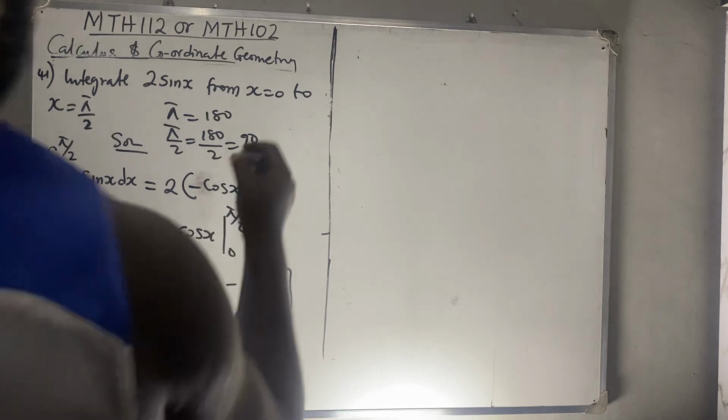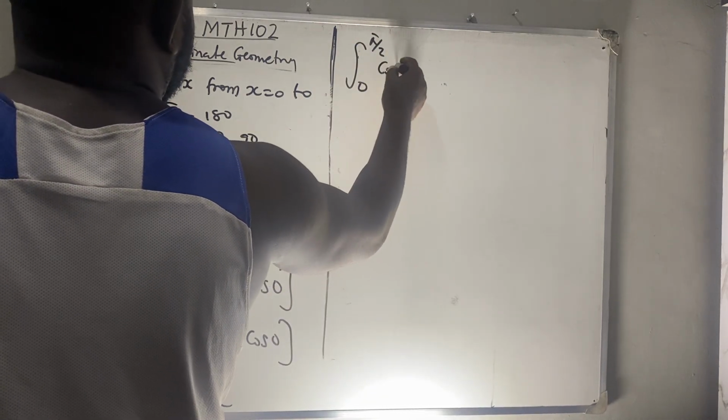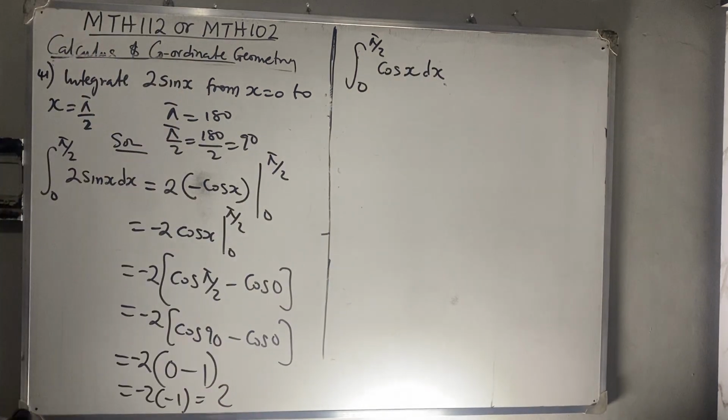Do this one as an assignment for me. The integral from 0 to pi over 2 of just cos. Just do this one for me and tell me what the answer will be in the comment section.